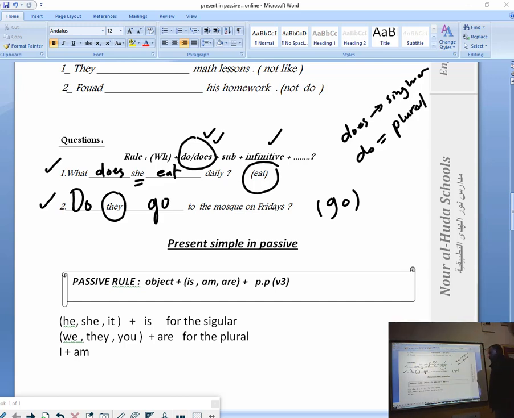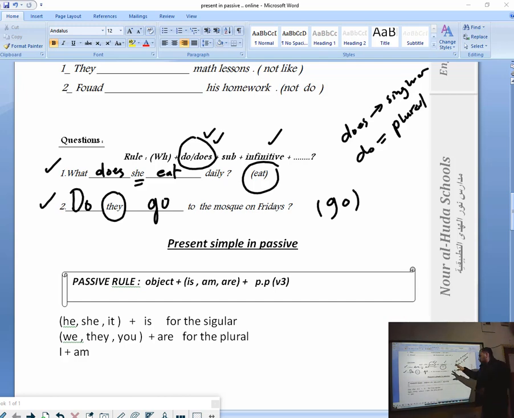Try to answer these two questions. What does she eat daily? Maybe you say that she eats banana daily, for example. The second one, the answer is yes or no. Do they go to the mosque on Fridays? Yes or no? They go or they do not go. Let's continue our lesson.